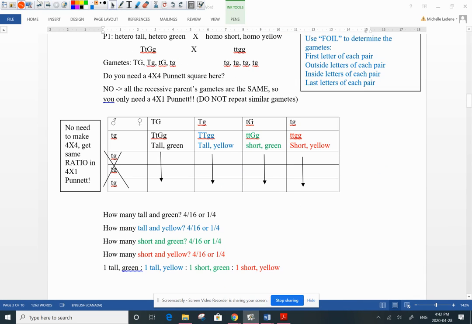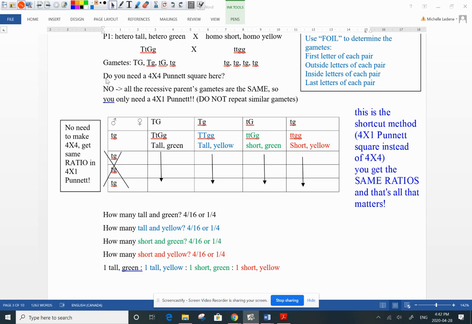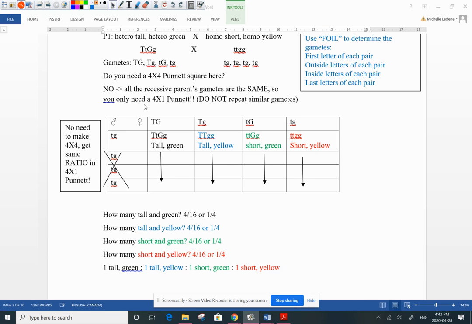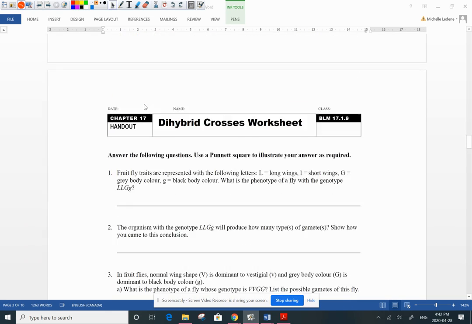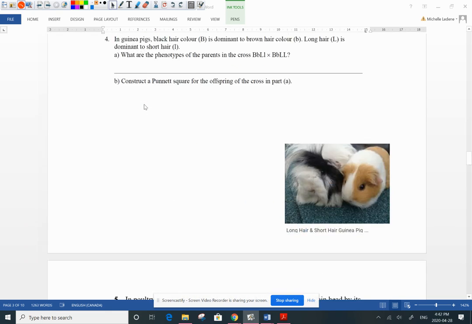Okay, and so that was our shortcut method, the 4x1 instead of 4x4. The whole point, it's all about the ratios, and so you're getting the exact same ratios. So now you can read through some more examples and do a couple of questions practicing.